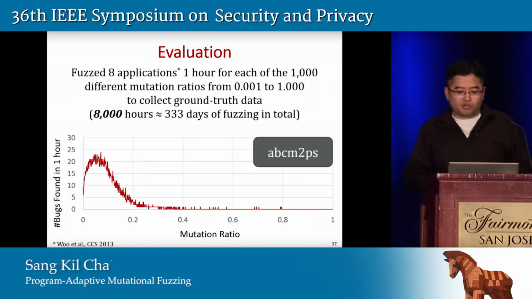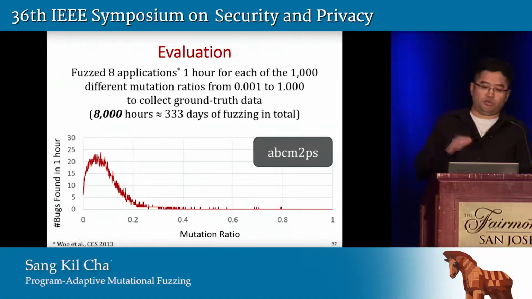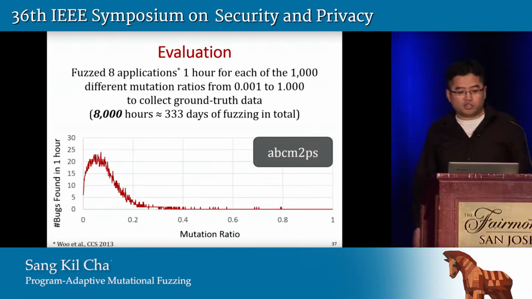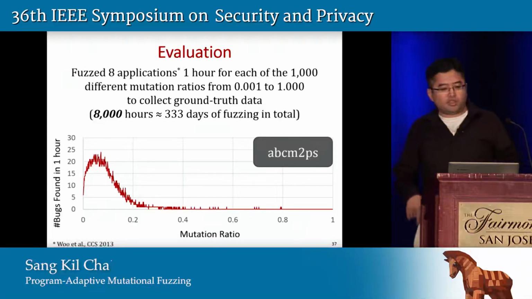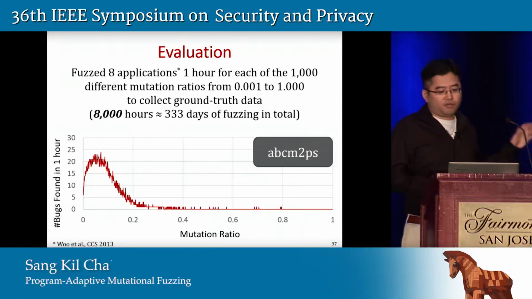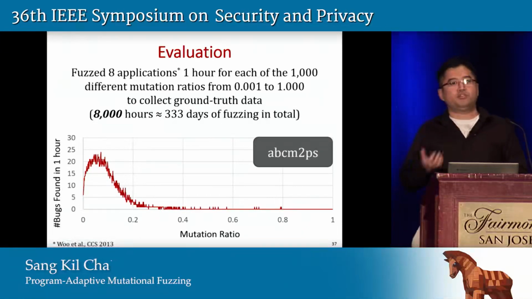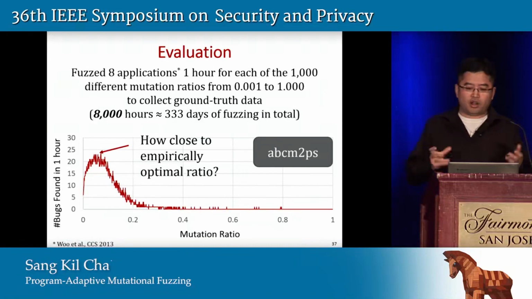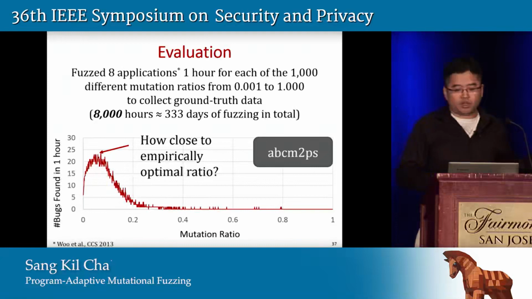The collected ground truth for the program ABCM2PS looks as follows. The x-axis here is 1,000 different mutation ratios, and the y-axis here is the number of bugs found for each different mutation ratio. And you can see that there is a clear trend for fuzzing efficiency depending on the value of mutation ratio. So the first question that we want to answer is how close are mutation ratios obtained from SimFuzz compared to empirically optimal mutation ratios?